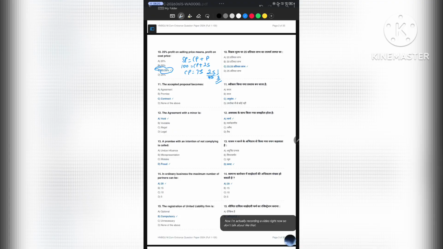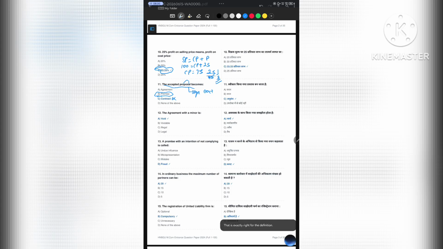Next is, an accepted proposal becomes what? If you are accepting a proposal, the proposer is not, you are just accepting the proposal. So there is a promise there. There is no contract because there is no signature or document involved, and accepting a proposal is done verbally. So I guess it is a promise.